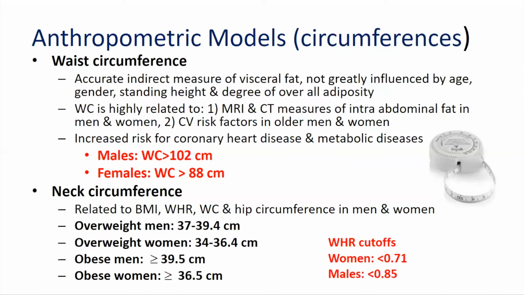So in males, a waist circumference greater than 102 centimeters puts them at an increased risk for coronary heart disease and metabolic disease. Females with a waist circumference greater than 88 centimeters also have an increased risk for coronary heart disease and metabolic diseases. In lab, we also measured neck circumference, which was related to sleep apnea, and the cutoffs are listed below, and were also listed in that first lab.